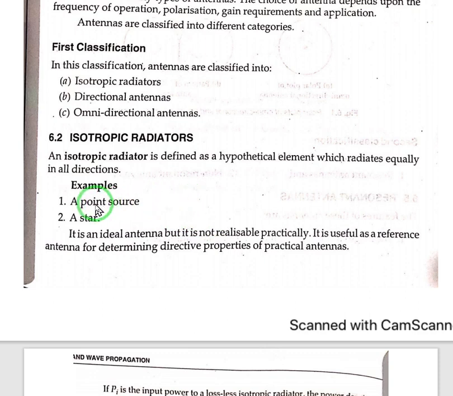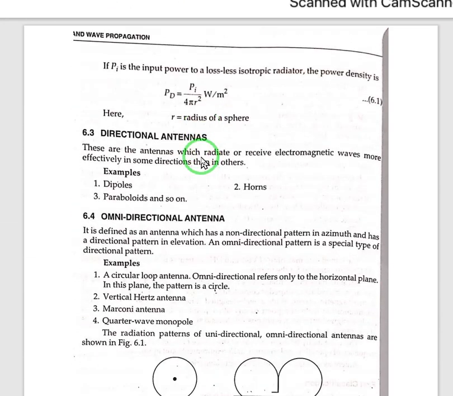The examples of the isotropic radiator are a point source and a star. They both radiate, or it seems that they both radiate, energy equally in all directions. The formula is here for the power of isotropic radiator, which has already been discussed in the last chapter.